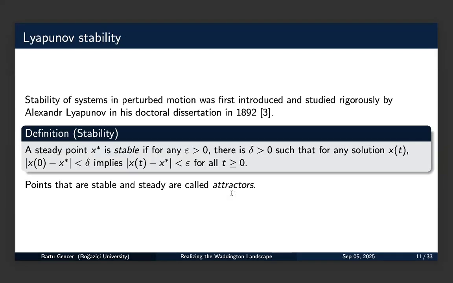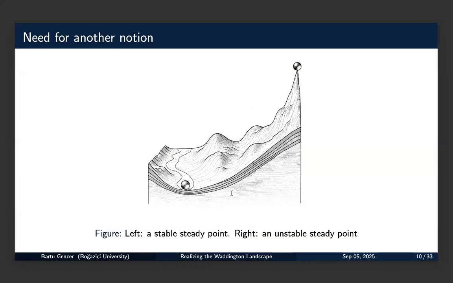And this was first done rigorously by the Russian mathematician Lyapunov in 1892. And he defined stability as you see on the screen. I'm not going to read out the definition here, but this is essentially a continuity requirement on the phase space. So stability is indeed a local property. Also, we call stable and steady states attractors. So if we go back to our figure here, the marble on the left, or the cell on the left, is both stable and steady, so it's an attractor.